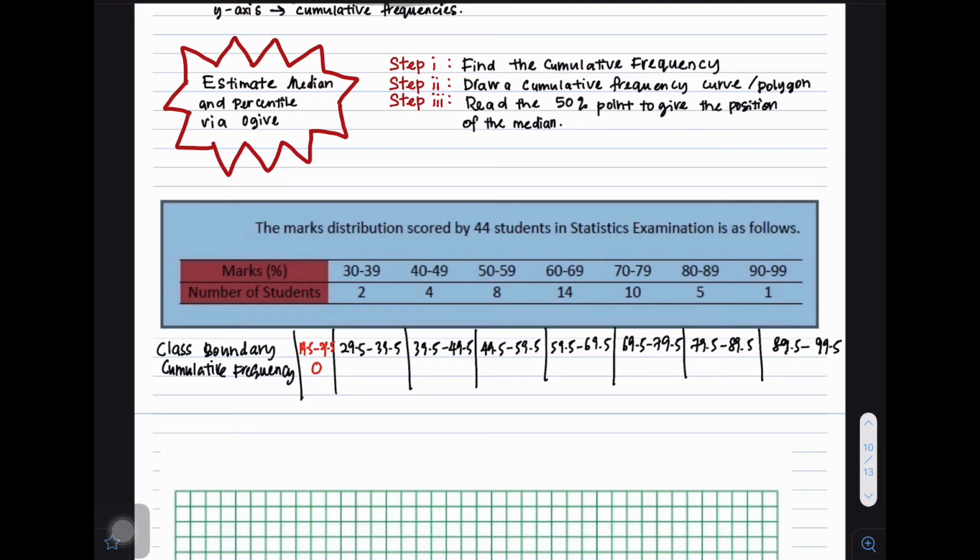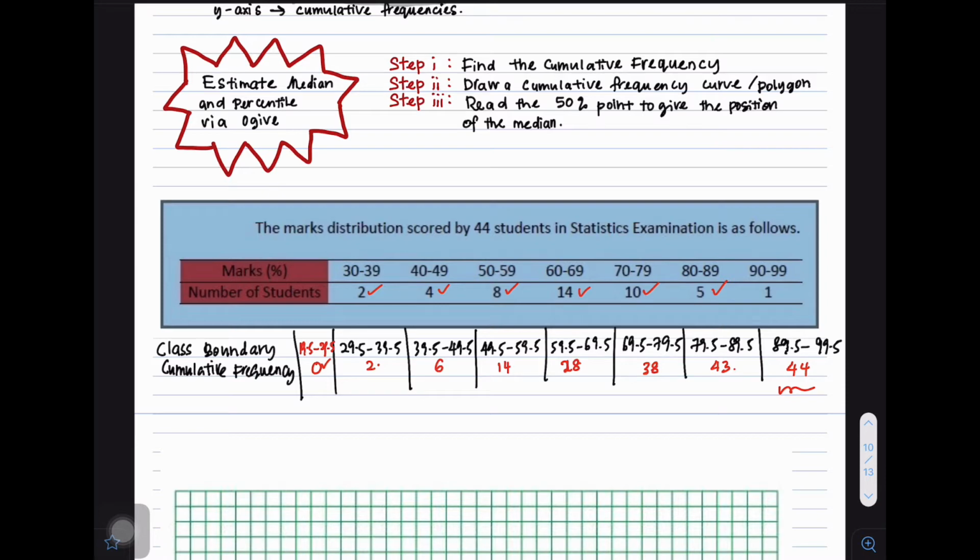So what is the cumulative frequency for our first class? It will be 0 plus with 2, so you have 2 here. And then 2 plus with 4, we have 6 here. 6 plus with 8, we have 14 here. 14 plus with 14, we have 28 here. 28 plus with 10, we have 38 here. 38 plus with 5, we have 43 here. And the last one, 43 plus 1 will be 44 here. The last cumulative frequency should represent the total frequency of our data.